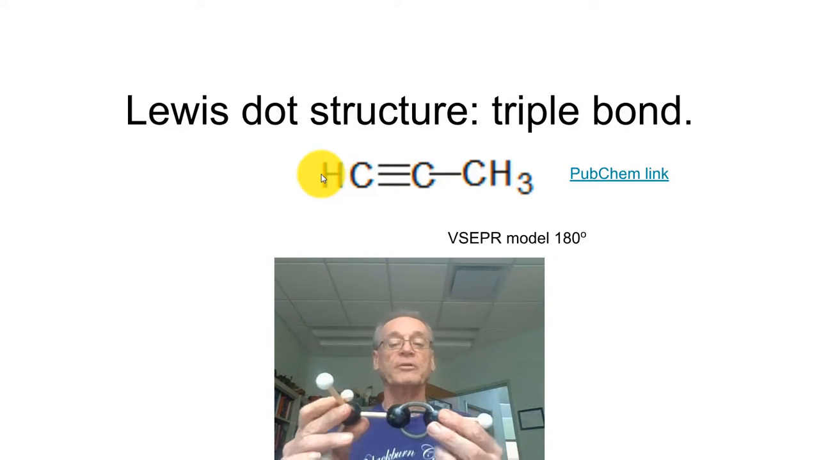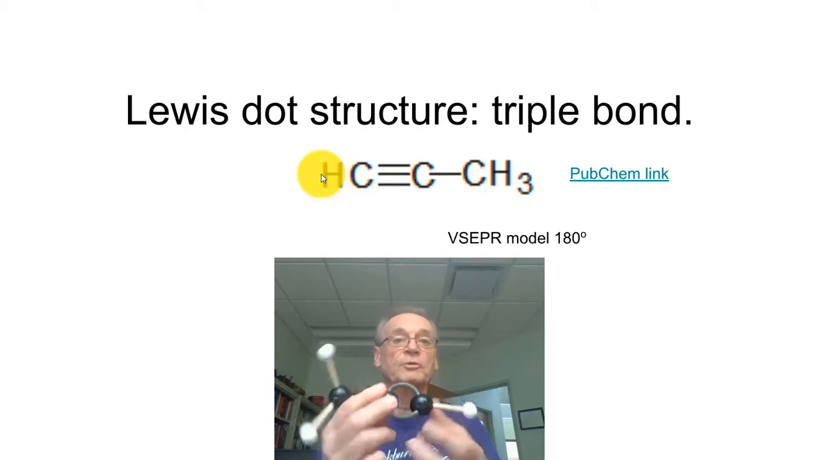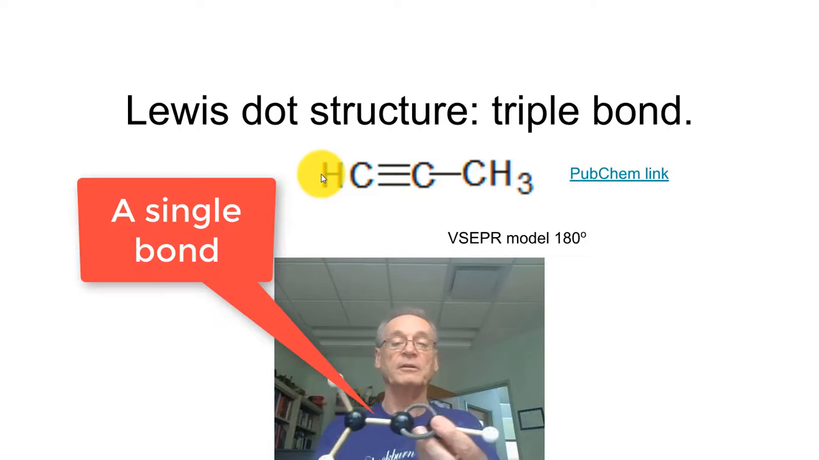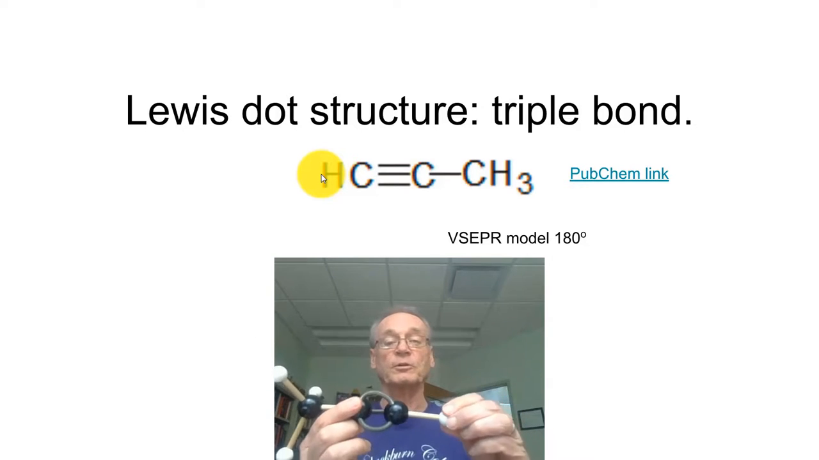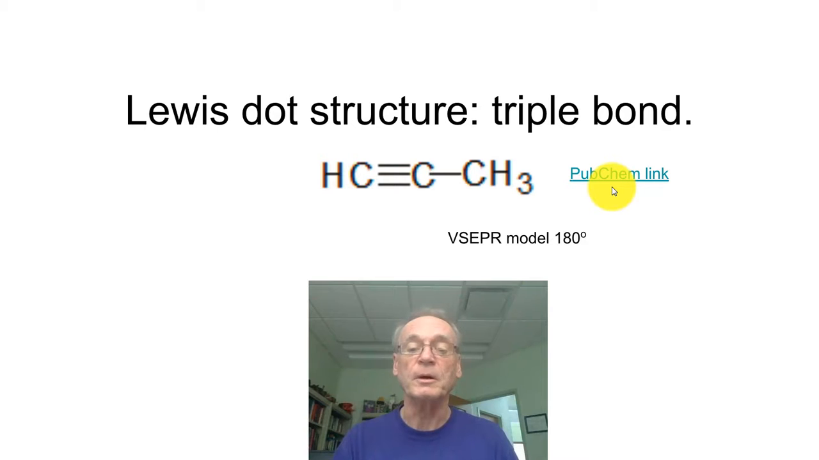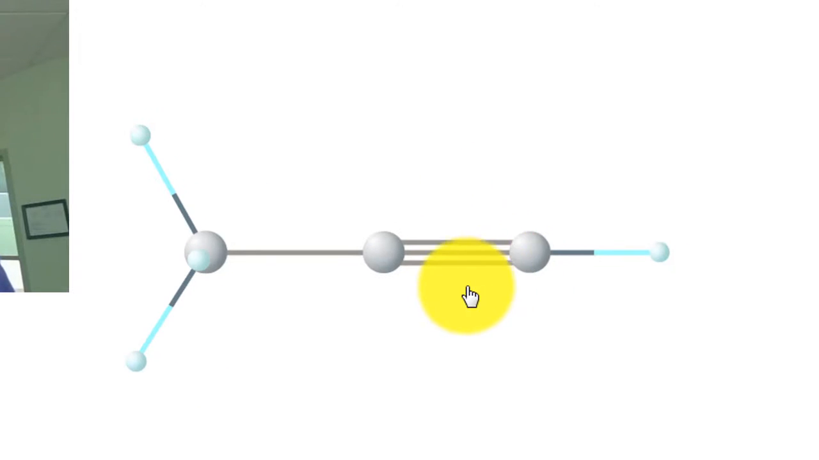Notice that rotation around that central bond doesn't occur, but it really doesn't matter because rotating around it would not change the molecule at all. Rotation around this bond occurs just fine, and rotation around this bond, if it were to make a difference, also happens just fine. I'm going to go to the PubChem link so we can take a look at the 3-dimensional structure here. Okay, here it is, and notice straight line.